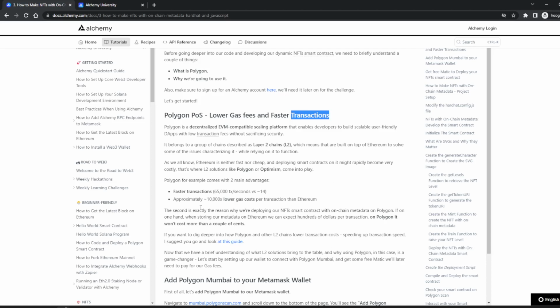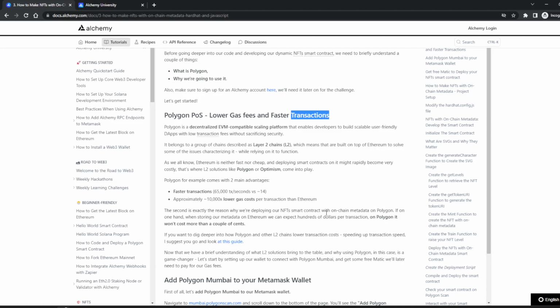The second is exactly the reason why we are developing our NFT smart contract with on-chain metadata on Polygon. If, on one hand, when storing our metadata on Ethereum we can expect hundreds of dollars per transaction, on Polygon it won't cost more than a couple of cents. If you want to dig deeper into Polygon and other L2 chains, lower transaction costs and speeding up transaction speed, I suggest you go and look at this guide.